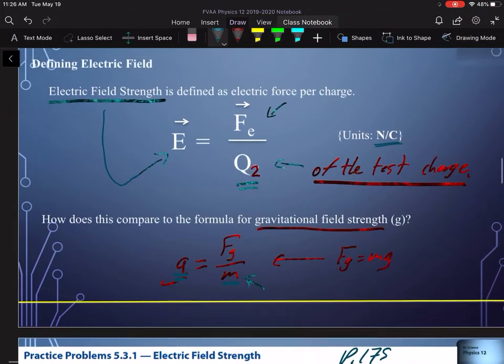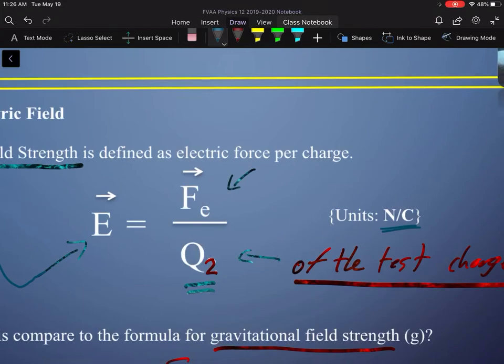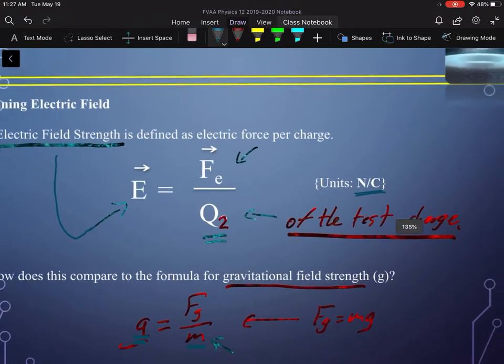With this equation, the units of E here are N over C, newtons per coulomb. So you're going to experience this amount of newtons of force for every 1 coulomb of charge of the test charge that's entering your electrical field. Those are the units of E.